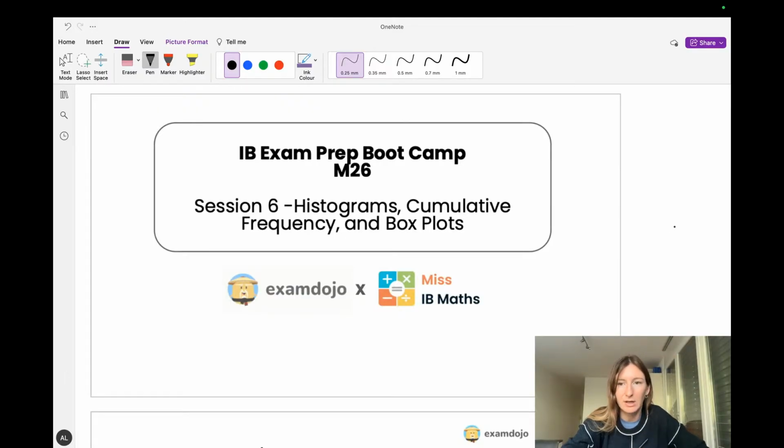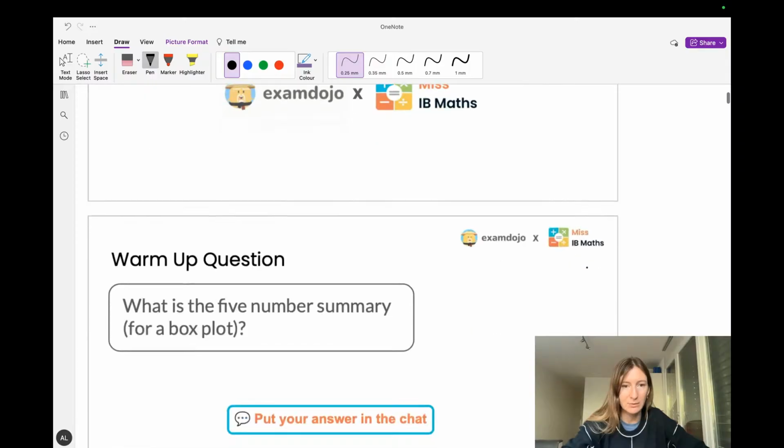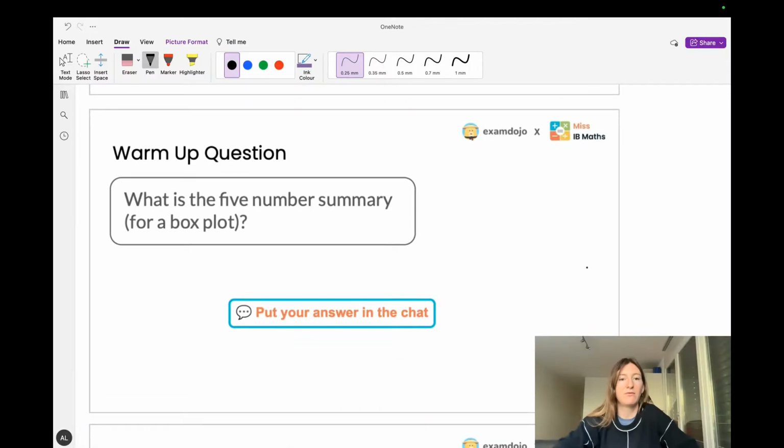All right. So today we're looking at histograms, cumulative frequency, and box plots. So I'm going to start with a little bit of information about what they are, what we're looking for, and then we'll do some exam questions. So to start us off, what is the 5-number summary for a box plot? What are the 5 key pieces of information that we need when we're doing a box plot? Put your answer in the chat, and this just lets me know that the chat is going and everyone can hear me and everything is working.